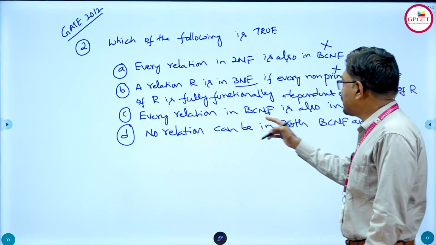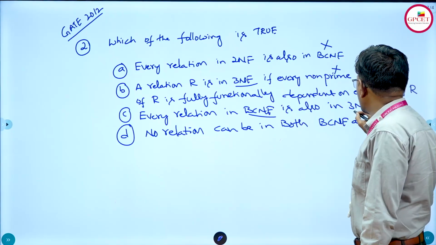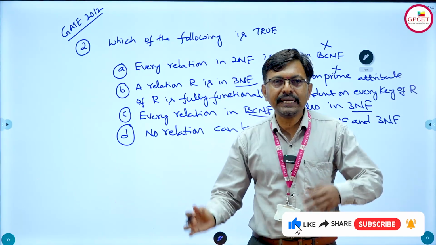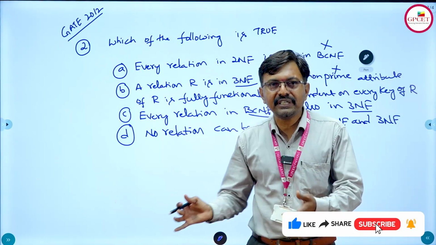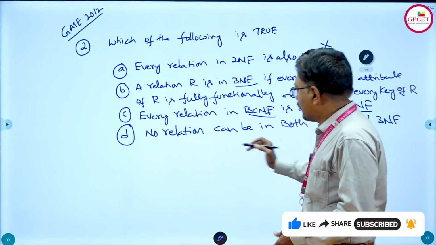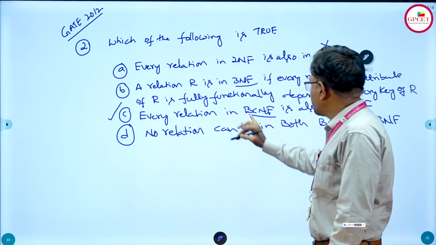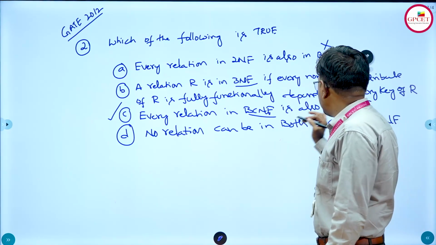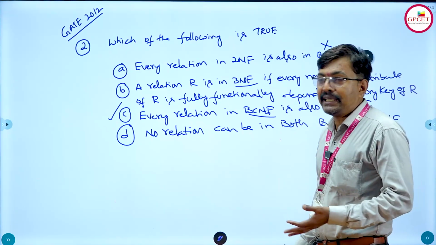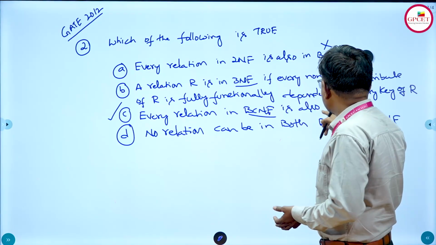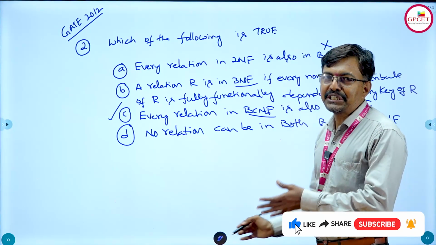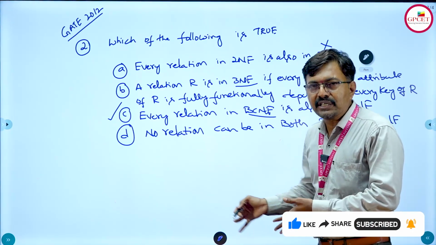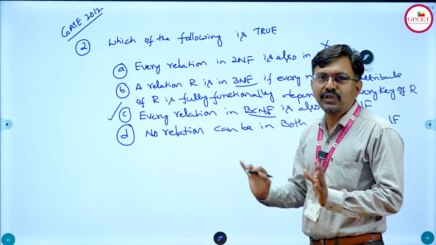Third one: every relation in BCNF is also in 3NF. I already told that. A relation R in BCNF is also in 3NF. That's why the third bit is true. Every relation in BCNF is also in 3NF. Why? Because observe here, every relation in 3NF is not necessarily in BCNF, but every relation in BCNF is also in third normal form, which is also in 2NF, which is also in 1NF.